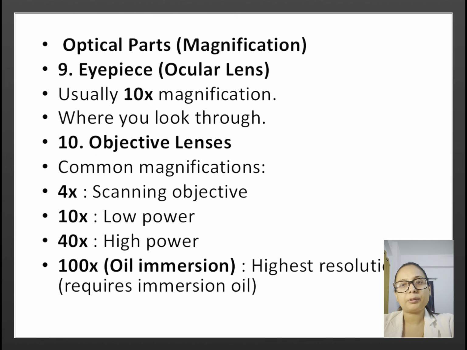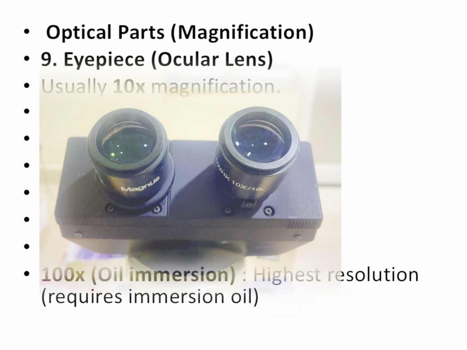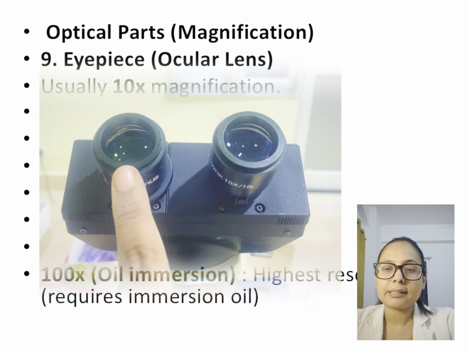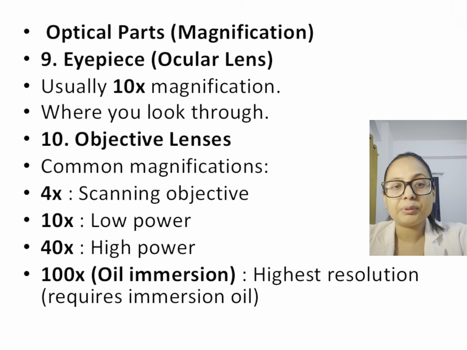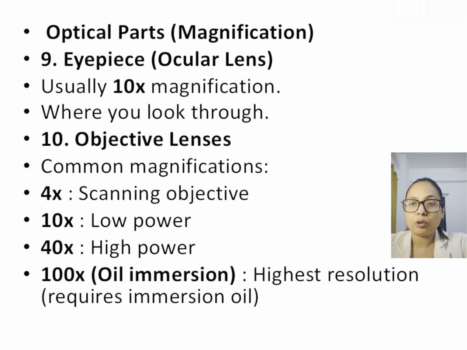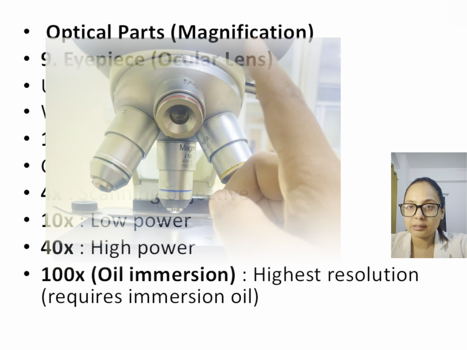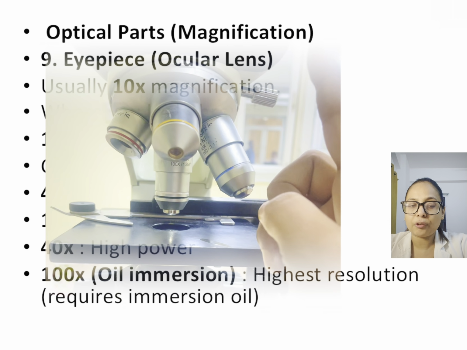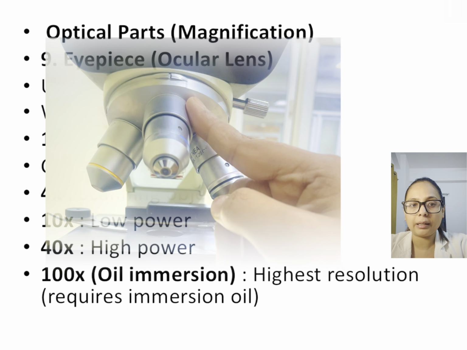Coming to the optical system of the microscope, these are the parts in a microscope which help in the magnification of the image. So what can be these parts? Eyepiece. The eyepiece usually has 10x magnification. And the objective lenses. There are usually 4 objective lenses present in the microscope. Commonly used objective lenses are 4x for scanning, 10x for low power, 40x for high power, and 100x for immersion for maximum resolution.